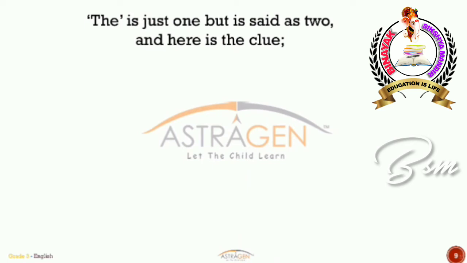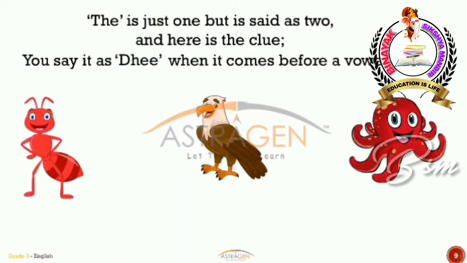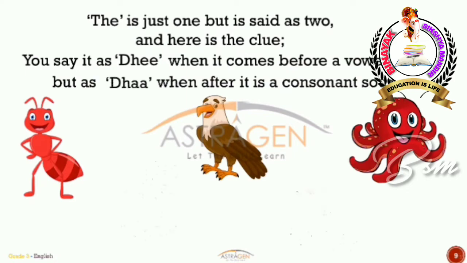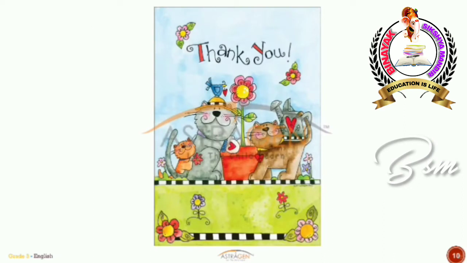Now, the is just one word, but is said in two ways, and here is the clue. You say it as thee when it comes before a vowel sound, that is the ant, the eagle, the octopus. But as thuh when it's a consonant sound. So the cat, the horse. So children, remember when to use the article and when not to use it. Especially for the, remember to use thee before the vowel sound and thuh before the consonant sound. So, will you use an article before bye? Would you say a bye? Or would you say the thank you? No, you wouldn't. Children, just say bye-bye.